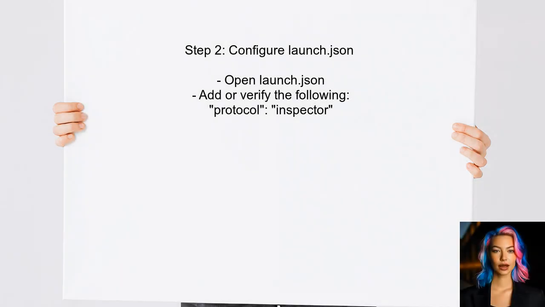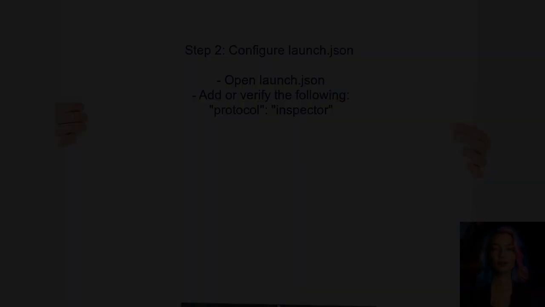Next, the user needs to configure their launch settings in Visual Studio Code. They should open the launch.json file and ensure that the protocol is set to inspector. This will enable better debugging capabilities for asynchronous code.